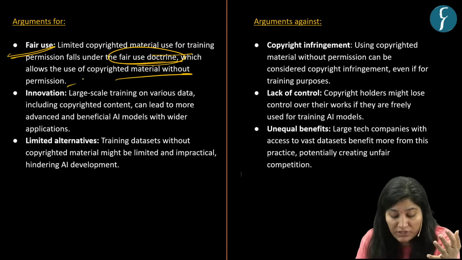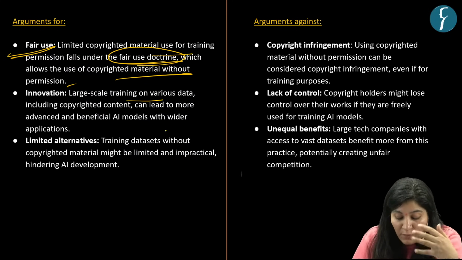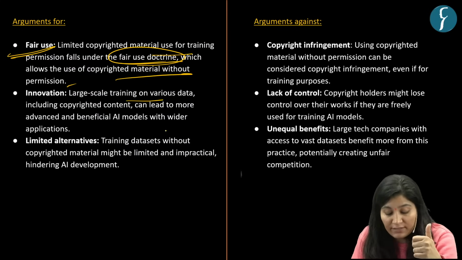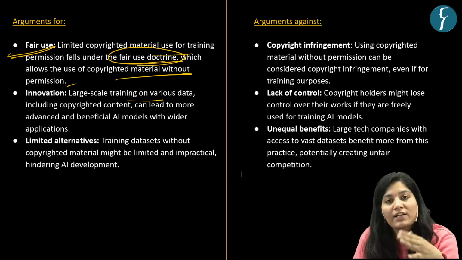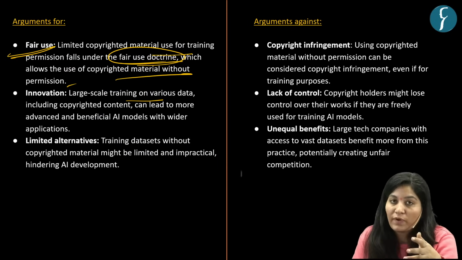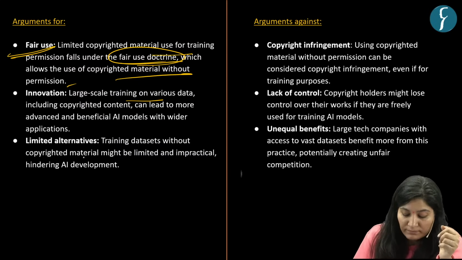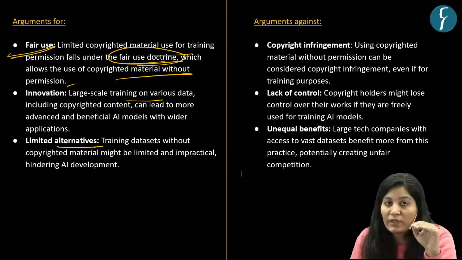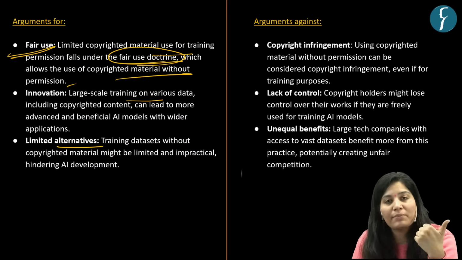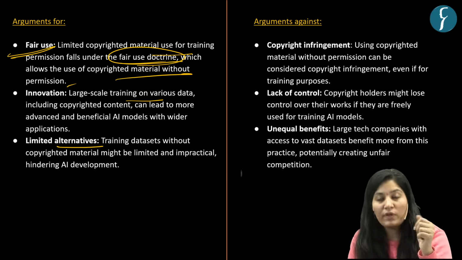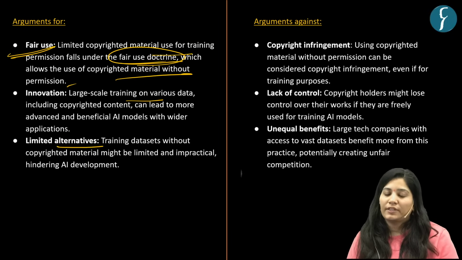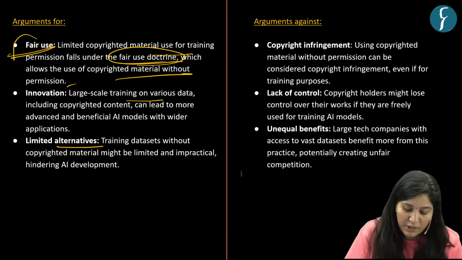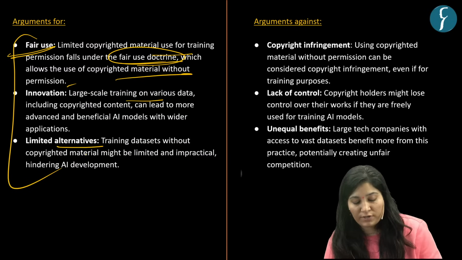Second, of course, innovation. Large scale training on various data, including copyrighted content, leads to more advancement, which is quite beneficial. Third, limited alternatives. Training data sets without copyrighted material might be limited and impractical, which hinders overall AI development. So these are the three arguments for.